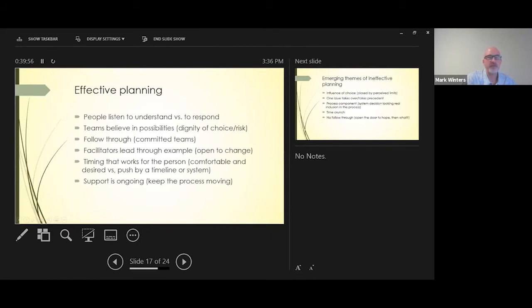So, some emerging themes. I've been facilitating person-centered planning since 2007. I've been paying pretty close attention to these trends since about 2011. So maybe it's more than a trend now. I guess I could probably say these are pretty much fact. And that is effective planning. When a plan really works, when we engage in those conversations, we listen to understand rather than listening to respond.